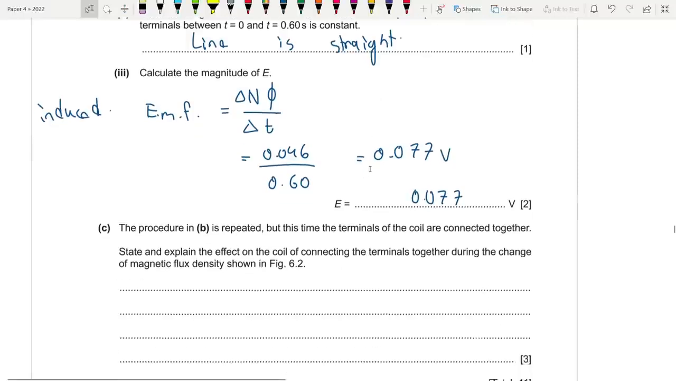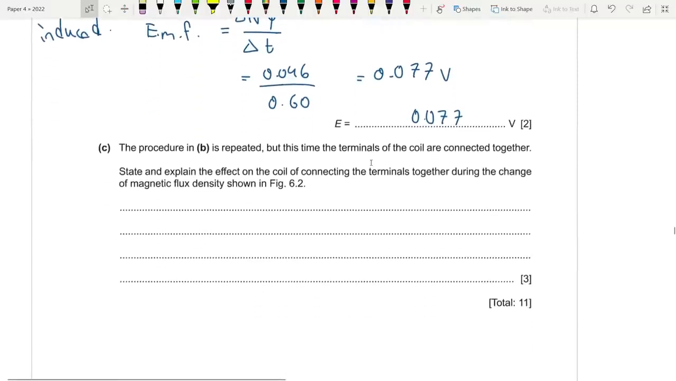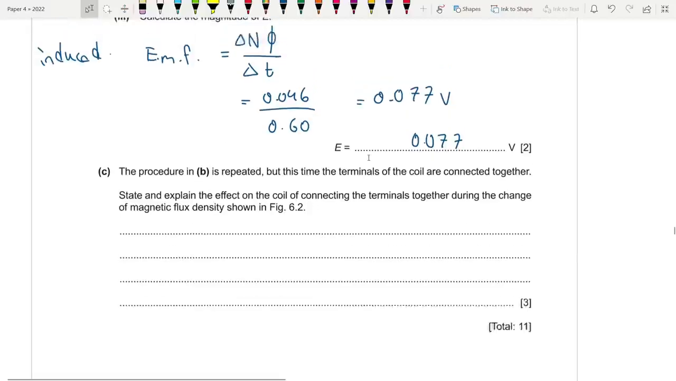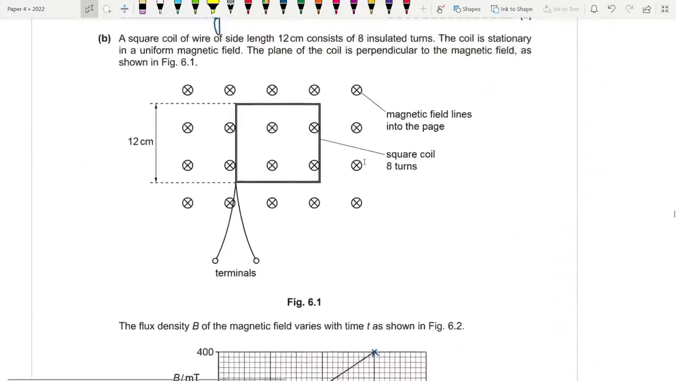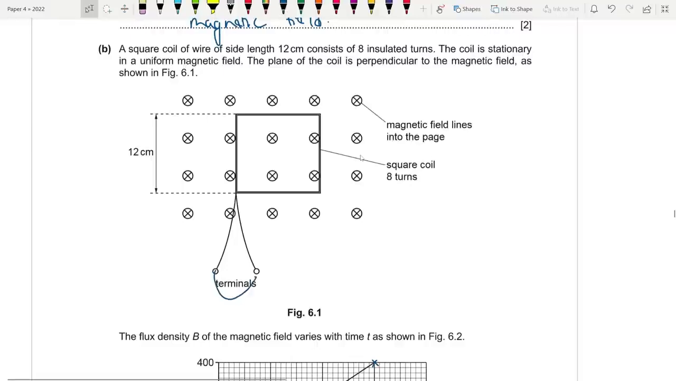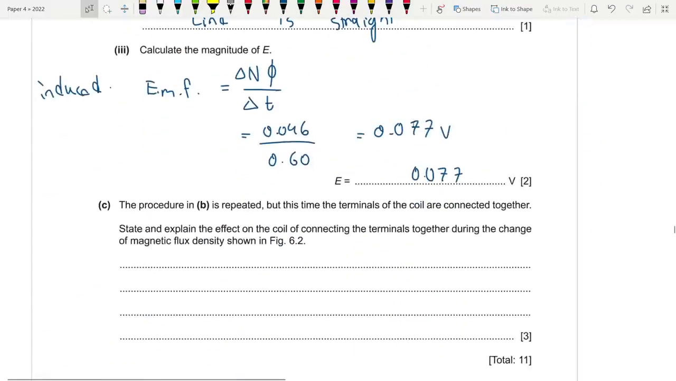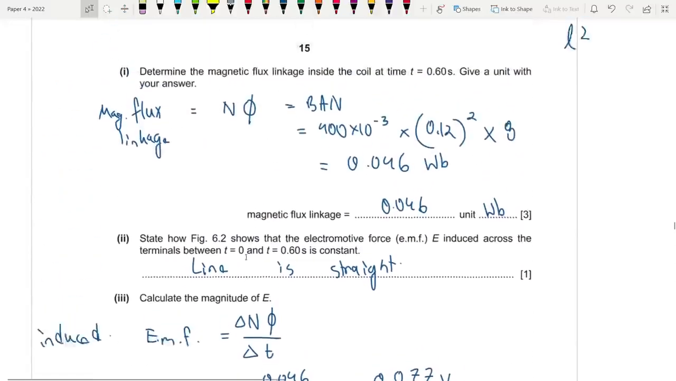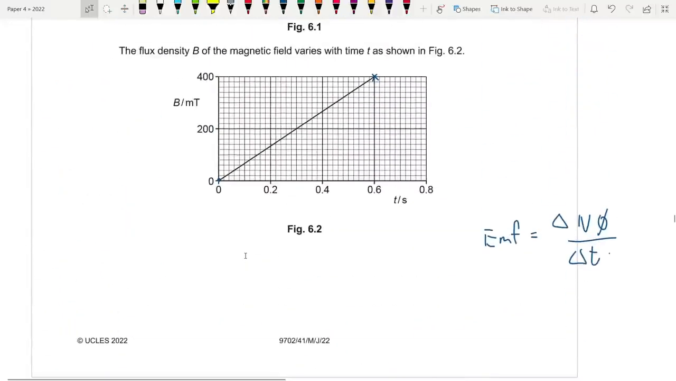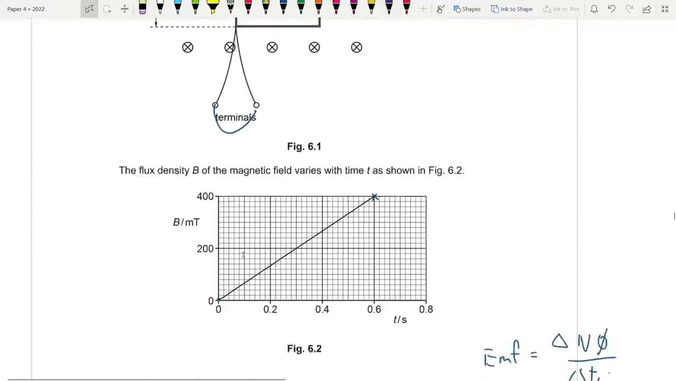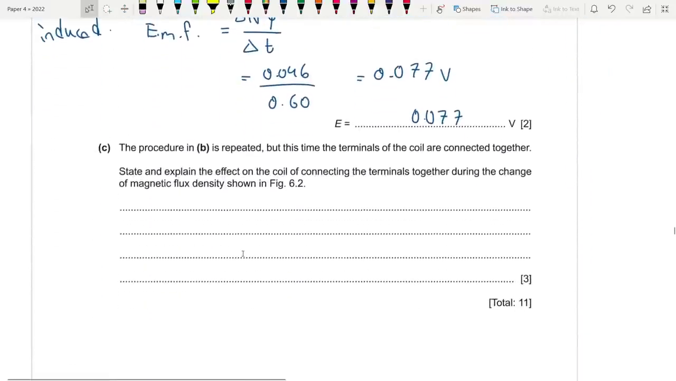Now the procedure in B is repeated, but this time the terminals of the coil are connected together. So the procedure is repeated, but these terminals are apparently connected together. Okay. Explain the effect on the coil of connecting the terminals together during the change of magnetic flux density shown in 6.2.